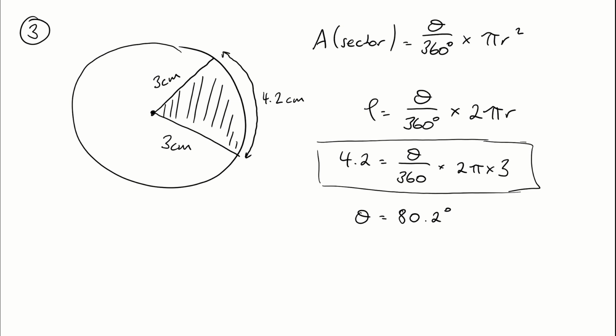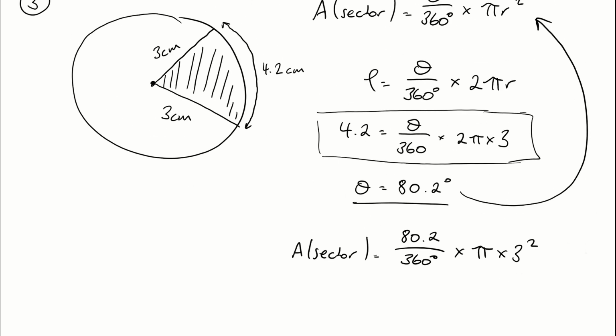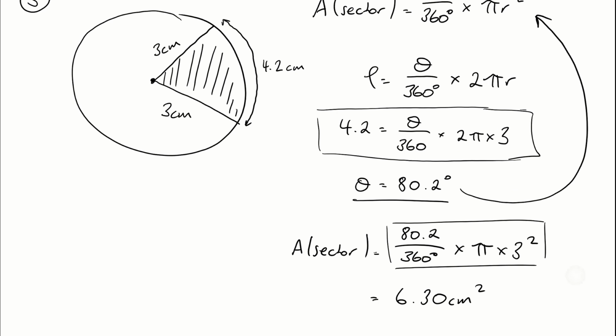However, what can we do now with that theta? Well, that can go into this equation up here to try and find the area of the sector. So the area of the sector here is equal to 80.2 out of 360 degrees, our portion of the total area of the circle, which is pi times 3 squared. If you were to just put this into a calculator, you would come out with about 6.30 square centimeters for the area of that sector.